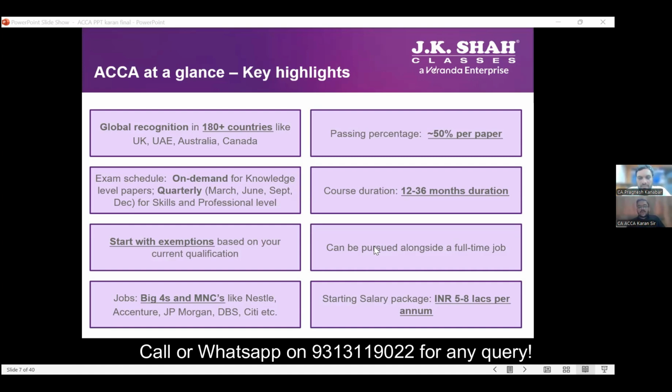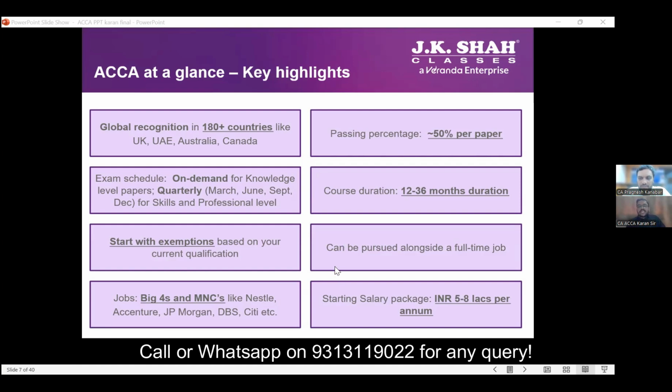Got it. So this is a course which you can pursue alongside a full-time job. This is once again very important because full-time working professionals may not get time during weekdays, and therefore, this course being flexible in giving one paper at a time, and with coaching on weekends, it becomes very possible for a student to complete their ACCA qualification by studying only on weekends.